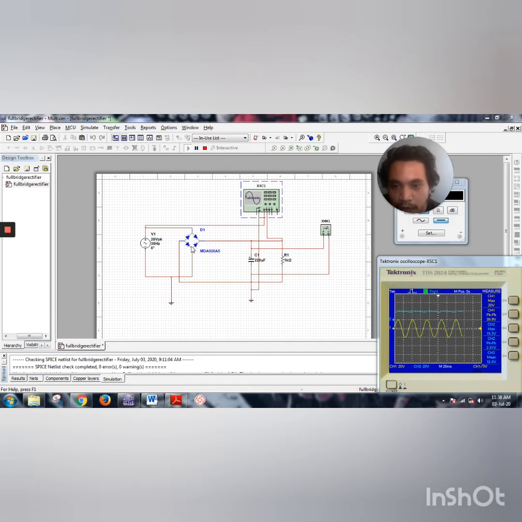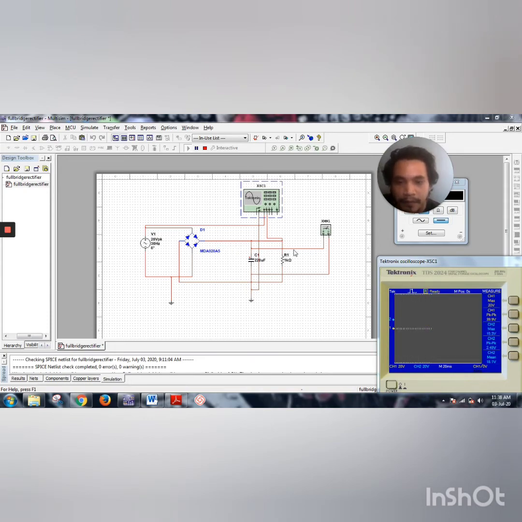And when it is the negative phase of the AC current, the negative part will go to D3 and D4. So D3 and D4 are in series, and D1 and D2 are reverse biased. So that's how we produce the DC output.